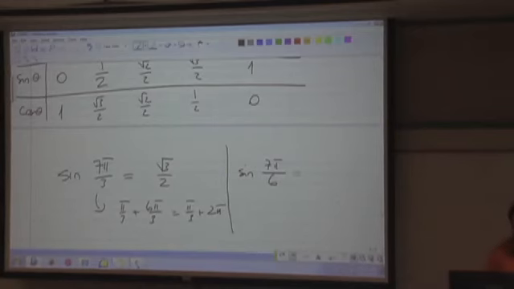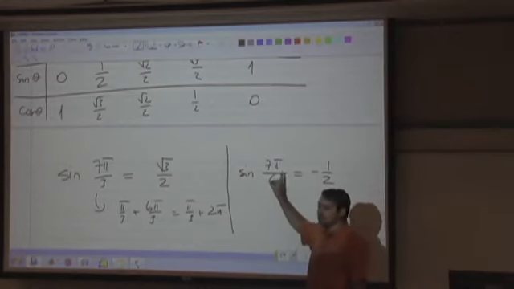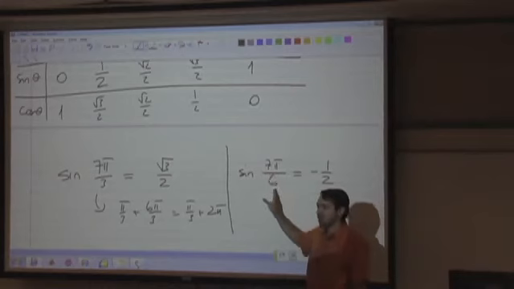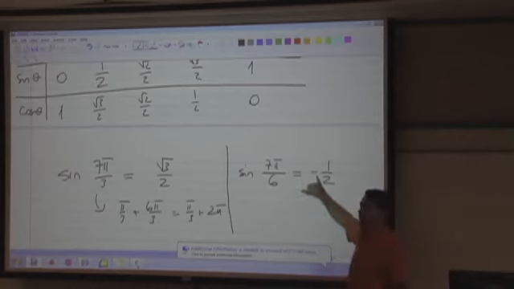Negative 1/2. Why negative 1/2? What do we have to acknowledge? We're in the third quadrant because it's pi plus stuff. Question is, what's the stuff? Pi over 6, right? What is sine of pi over 6? 1/2, which means I'm going to have minus 1/2. Everybody sees how this works?